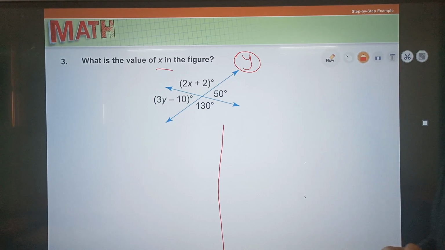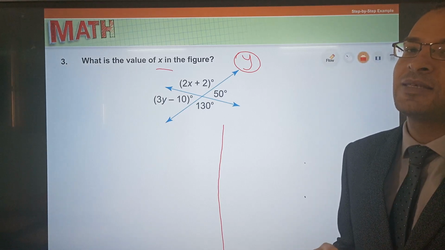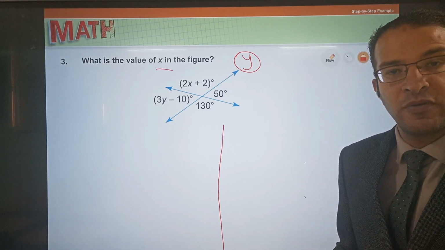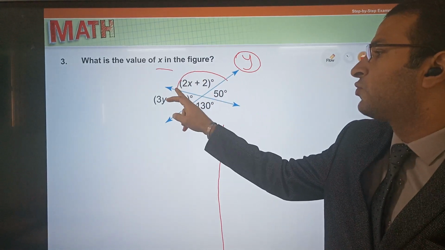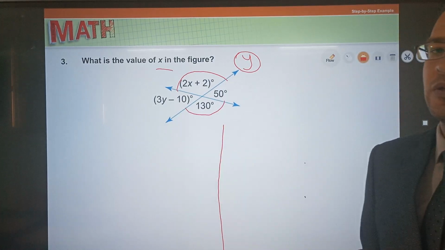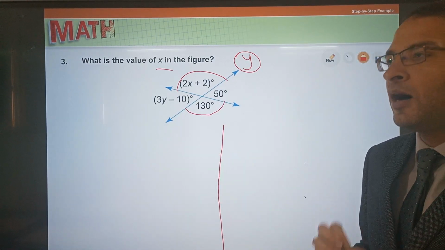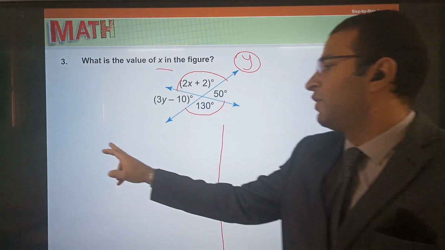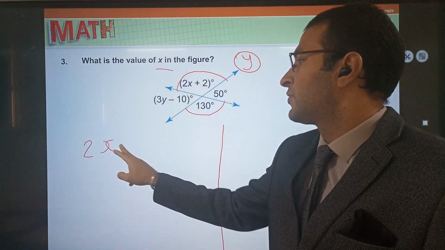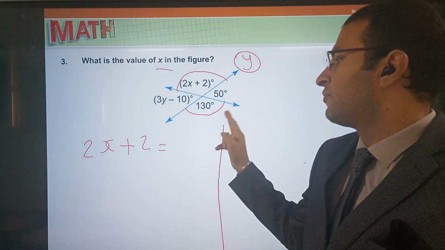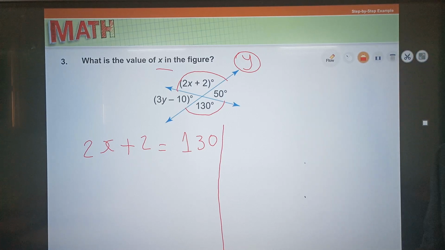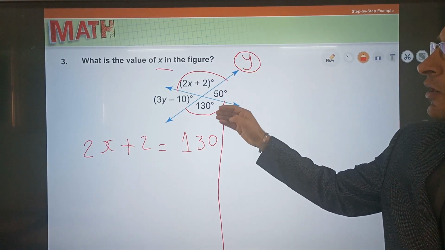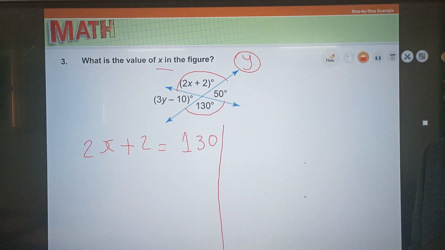Excellent. We will put the equal angles together as an equation. We studied the equation before, so we need to solve that as an equation. How? I will put this angle, x plus 2, equal to 130. So we'll put the opposite angles equal. We will put 2x plus 2 equal to the opposite angle, which will be 130. So 2x plus 2 is equal to 130.